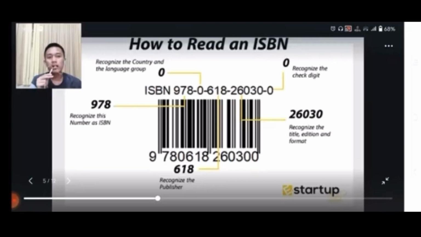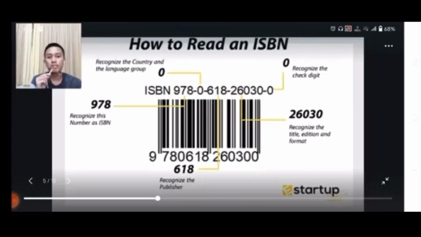The second number recognizes the country and the language group. So the next would be the 618, which recognizes the publisher. And the next section, the 26030, recognizes the title, edition, and format. And lastly, the digit 0 recognizes the check digit. So these are not just ordinary digits or numbers, because in every section there is a meaning behind it.